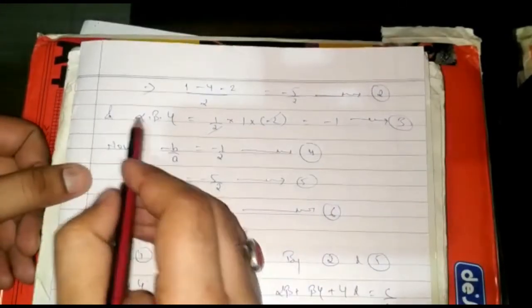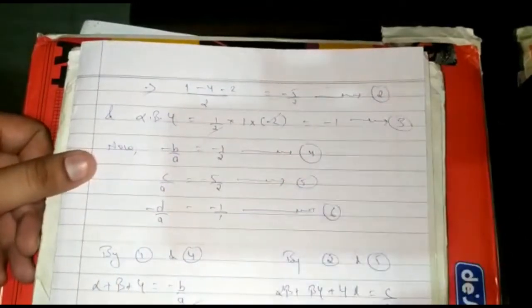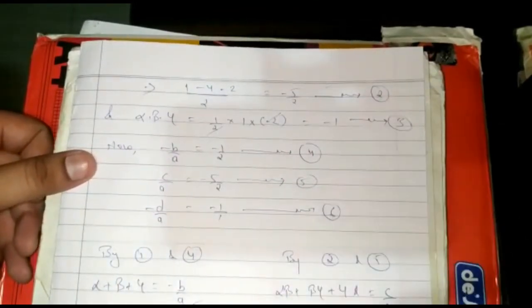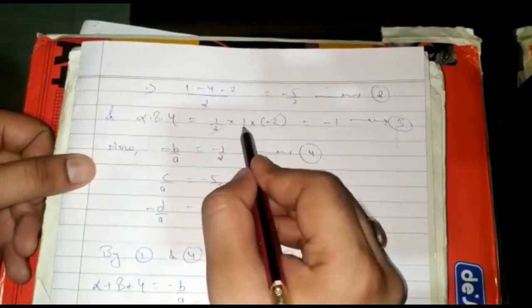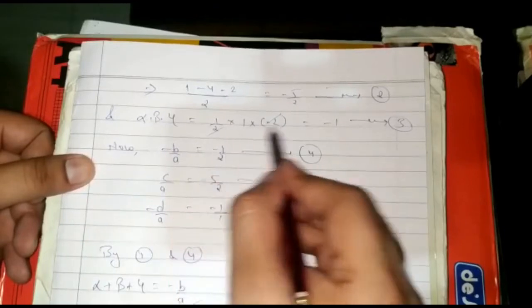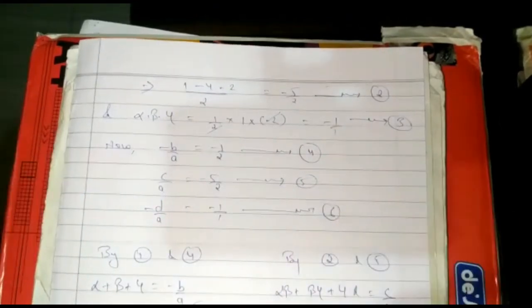So when we take LCM, it gives 1 minus 4 minus 2 by 2, which will be equal to minus 5 by 2. This is equation 2. Now alpha into beta into gamma will be equal to 1 by 2 into 1 into minus 1 by 2. So 2 and 2 cancel out, it will give minus 1 by 1.